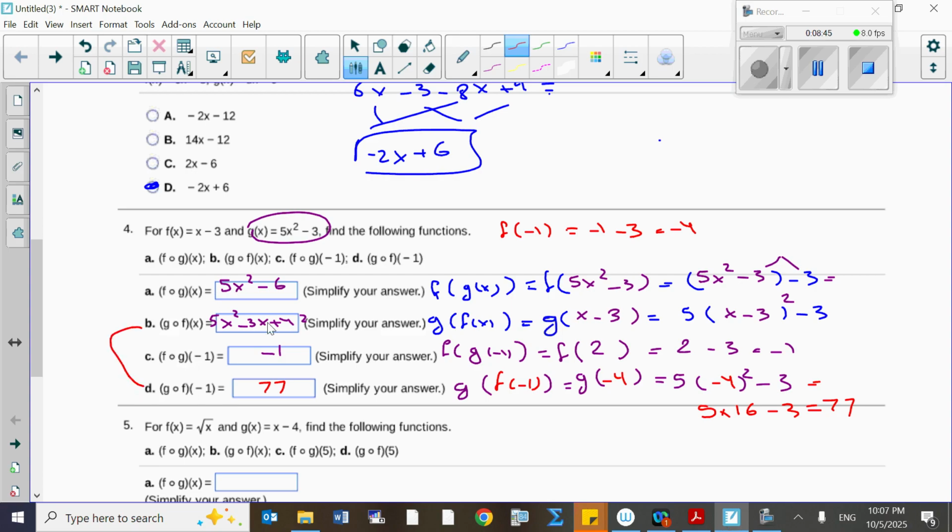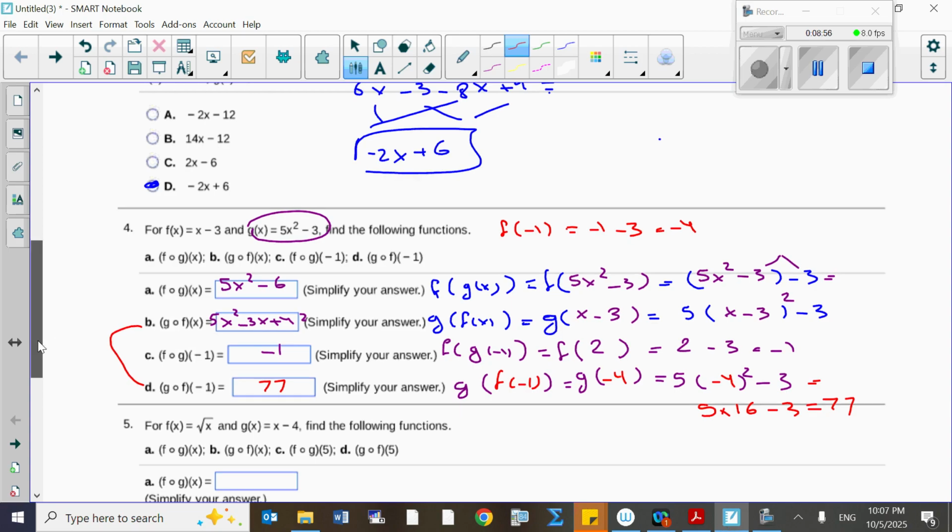You could also solve these two by just plugging negative 1 into f of g here, or negative 1 into g of f here, and evaluate the function, which is going to be exactly the same. So it doesn't matter what way you want to solve, either way the answer will be right.